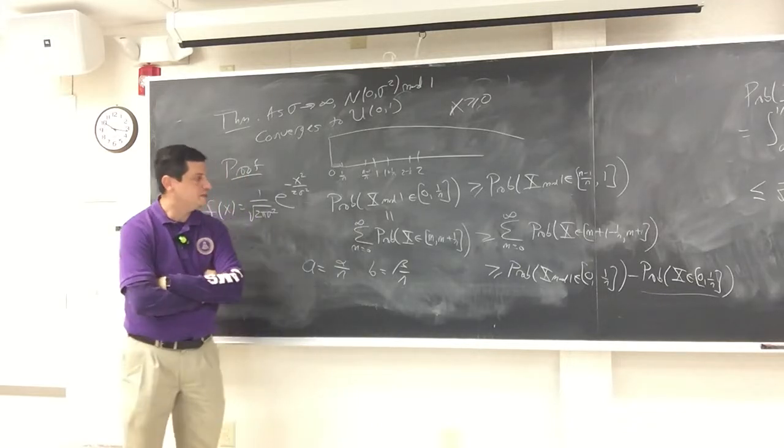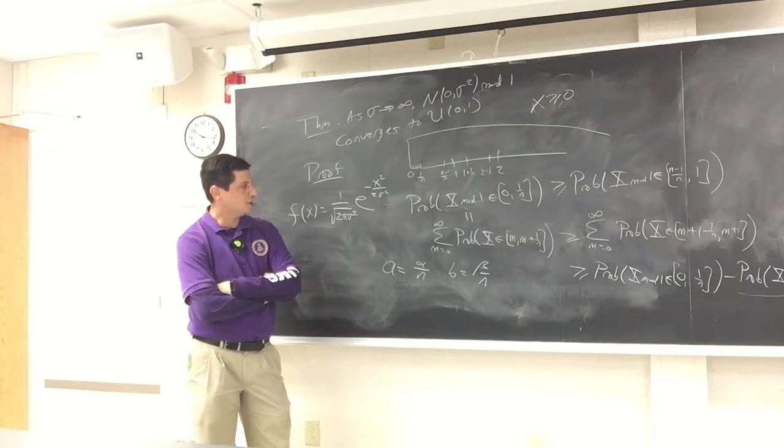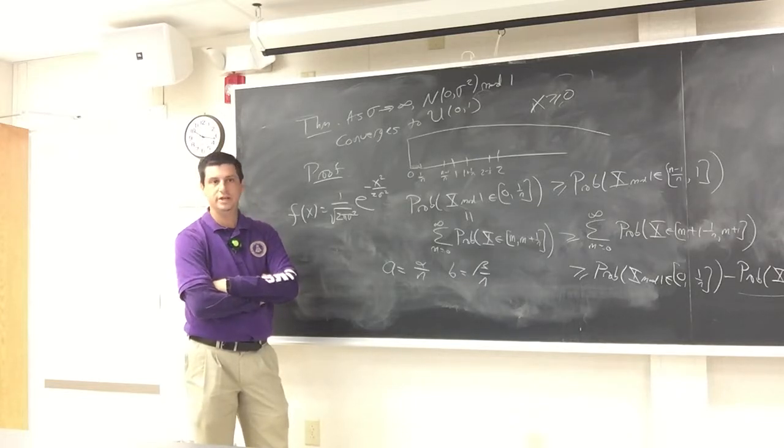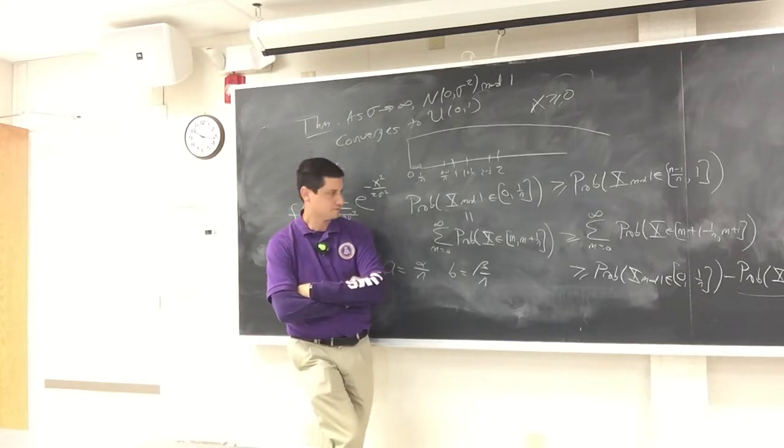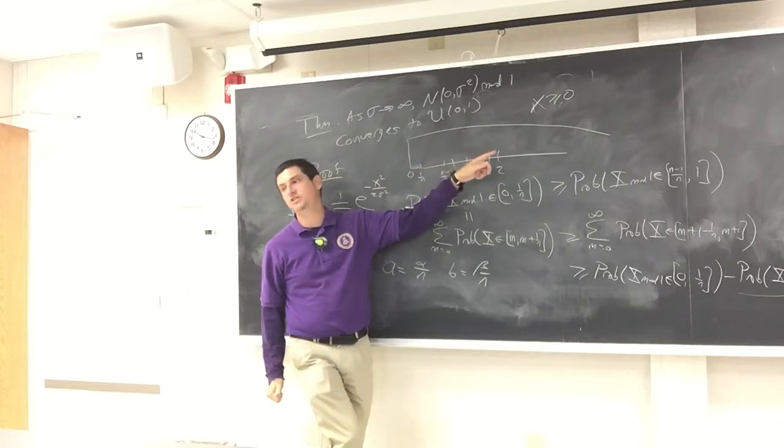So this shows that it does converge to being uniform. I actually like this proof a little bit more than the Poisson, in that you see what's going on and you see where the uniformity is coming from. Notice that it was crucial that our density is strictly decreasing.